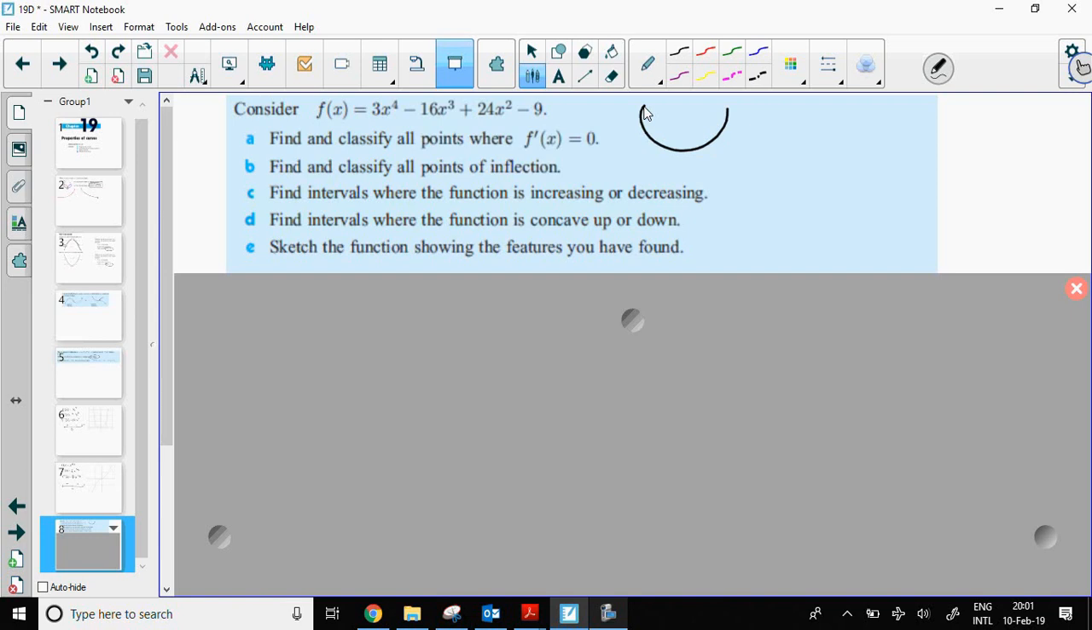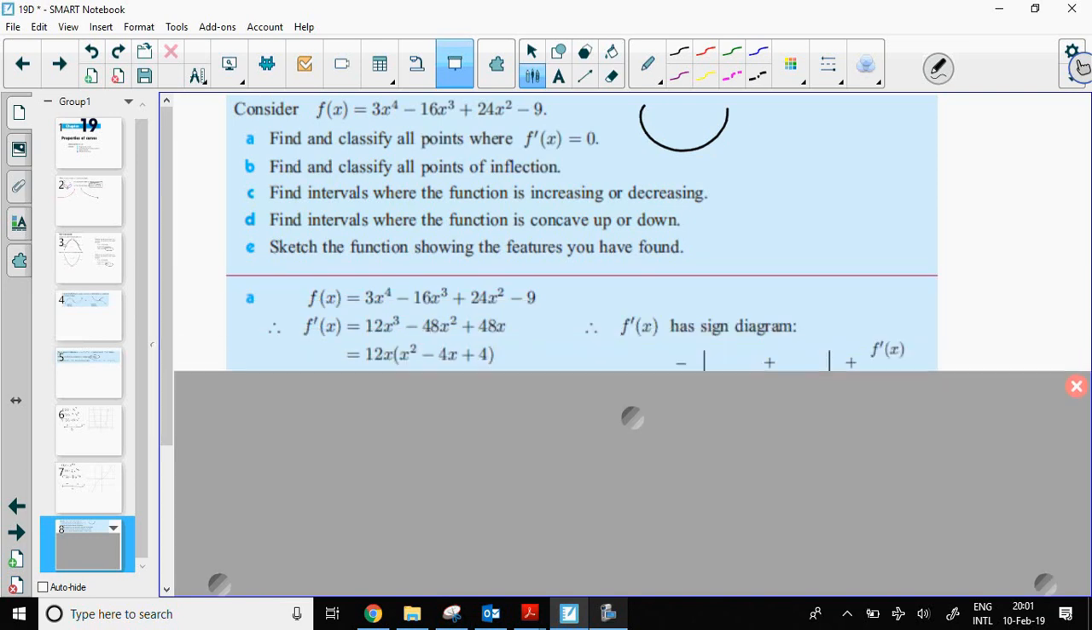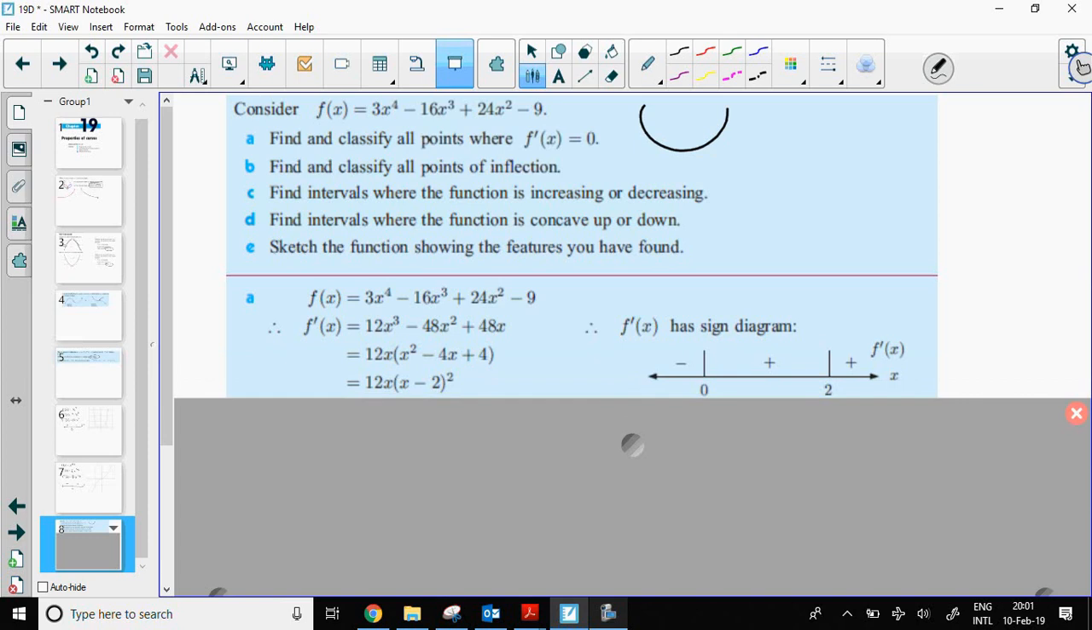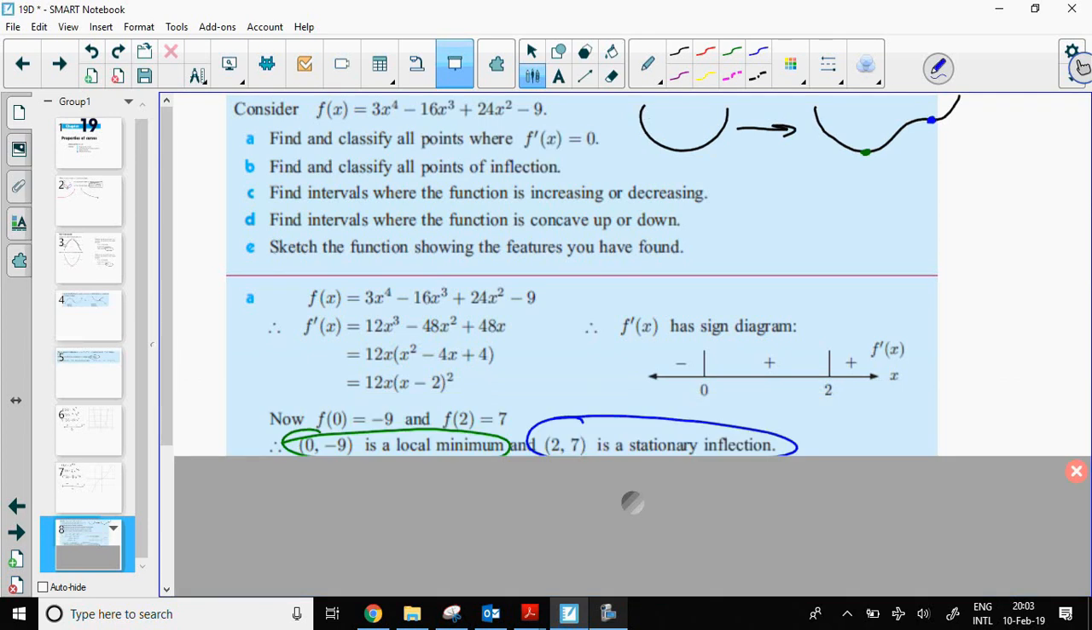So for starters, where is the derivative equal to 0? Okay, so we've got our function. We're going to find its derivative, set it equal to 0, factor, and get a sign diagram. This is great. This tells me that when x is equal to 0, we've got a minimum. And when x is equal to 2, we have nothing special, we have a stationary point of inflection. So already I know I'm improving my picture. It's not going to look like that, it's going to look kind of like that. Of course, we should find the associated y values with those two x values. So we just put 0 and 2 back into the original function to get the y coordinates.